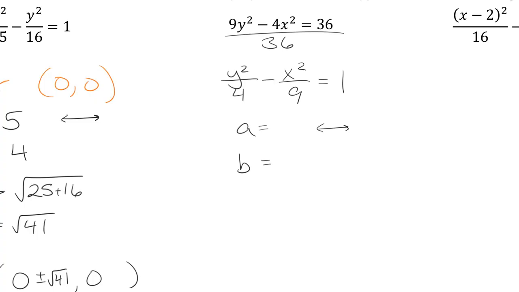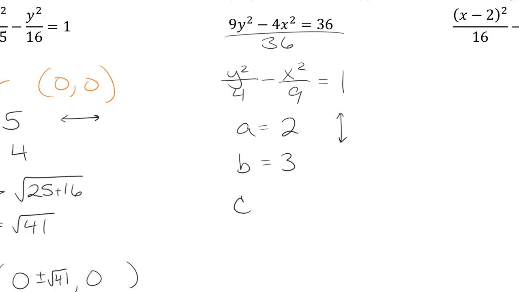Wait, I just drew this the wrong direction. The A value is 2. Very good. The A does not move in a hyperbola. In an ellipse, it was the largest number no matter where it was. In a hyperbola, it does not move. It's first. What's the B value? 3. My transverse axis is still 4.